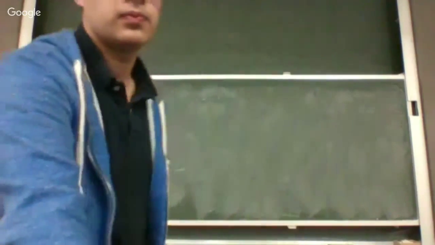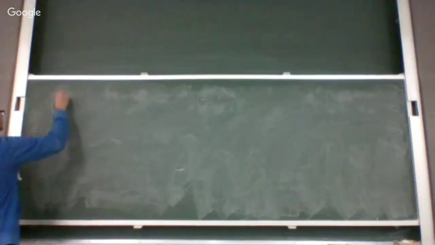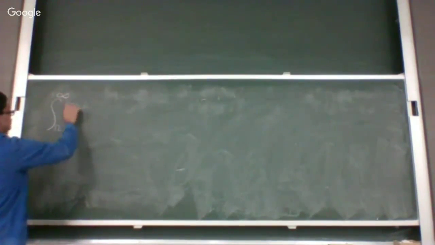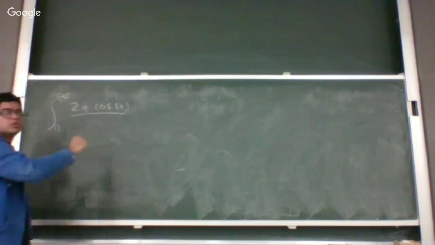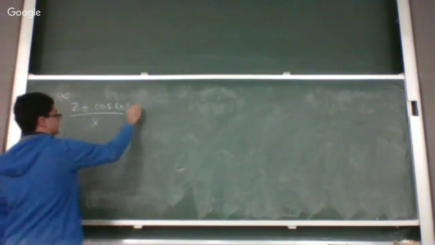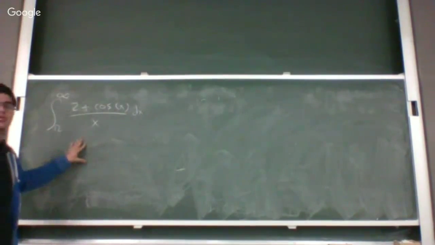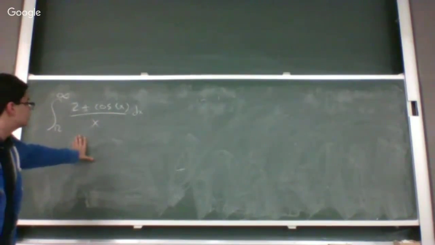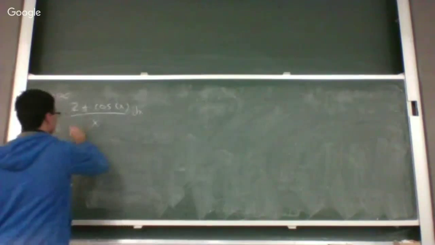Oh yeah, it's the integral from pi to infinity of 2 plus cosine x, all over x, dx. So did they use 2 over x for g of x? What did they use for g of x? 1 over x. Okay. Yeah, the 2 shouldn't make a difference. So this is our f of x.